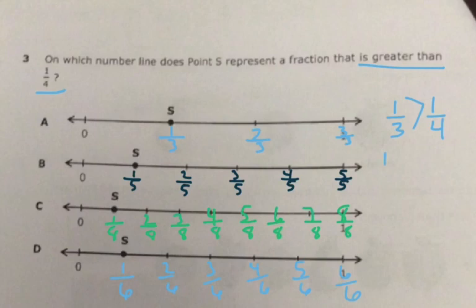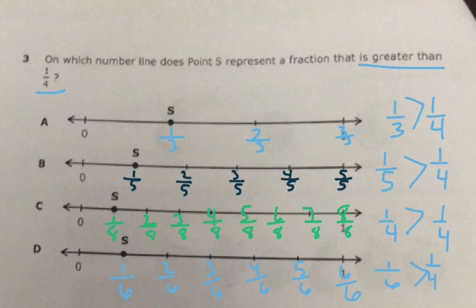For B, I need to compare 1/5 is greater than 1/4. For C, 1/4 is greater than 1/4. And D, 1/6 is greater than 1/4. So I can tell by looking at the fractions that C is going to be incorrect because both fractions are equal and my symbol is greater than. So C is out. So now you just need to go through and do the butterfly method and compare.